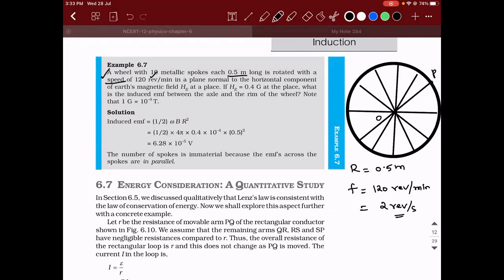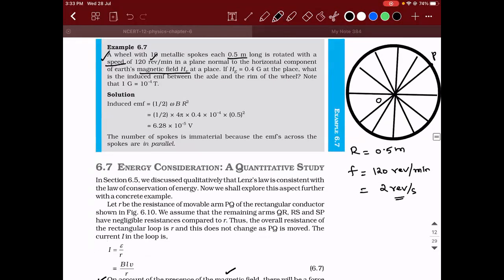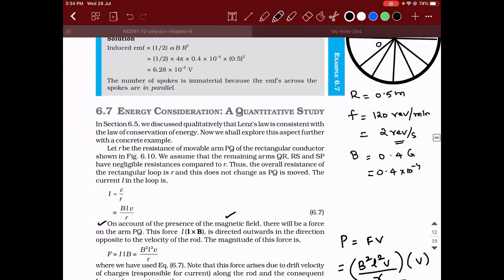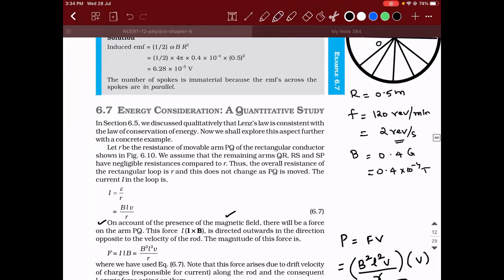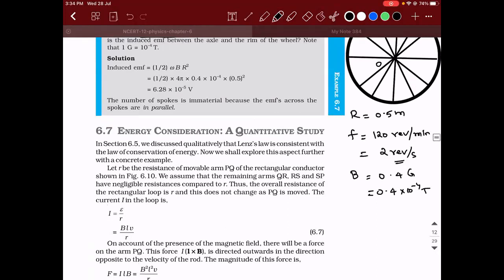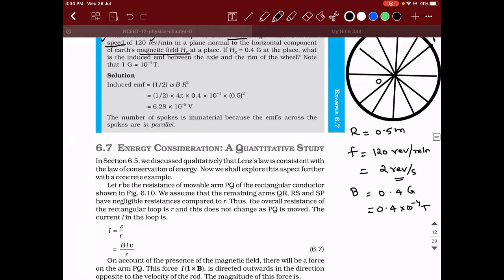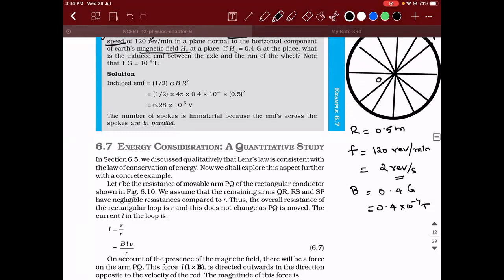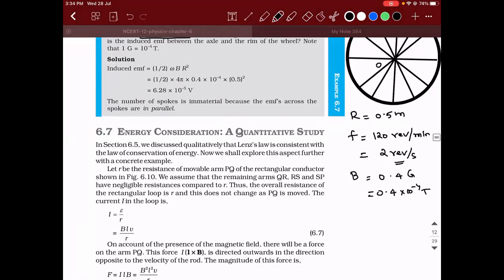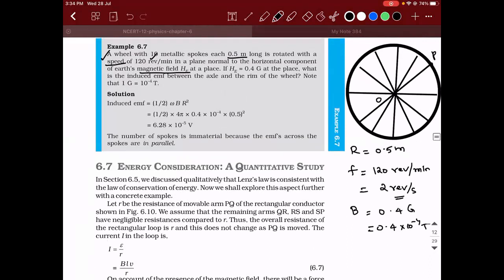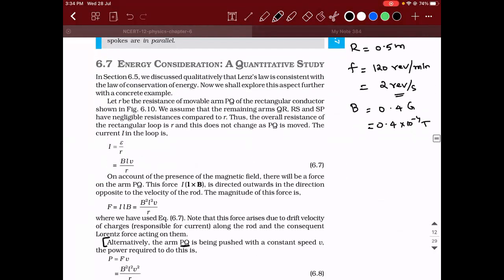It is rotated in a plane normal to the horizontal component of the magnetic field at that place. The magnetic field is given as 0.4 Gauss. This can also be written as 0.4 into 10 power minus 4 Tesla. What is the induced EMF between the axle and the rim of the wheel, that is, between points O and P?